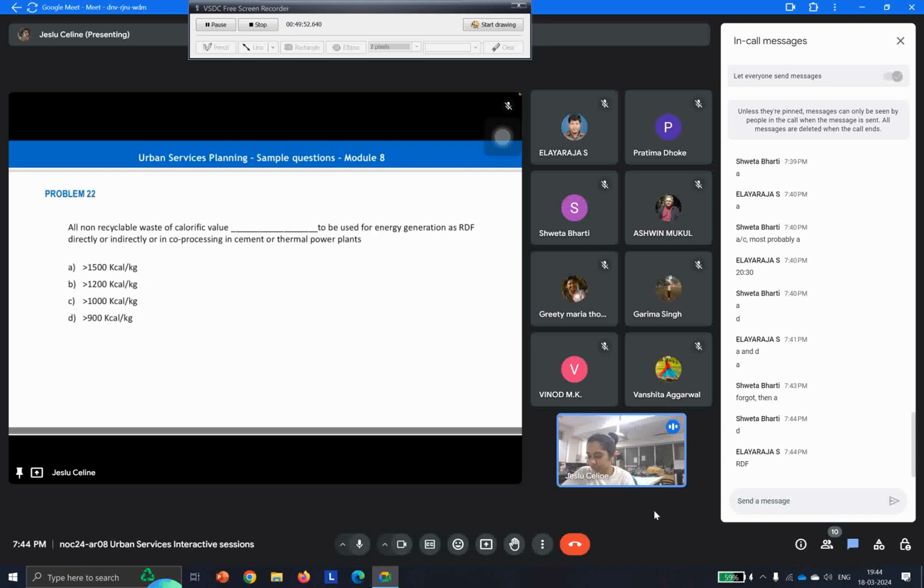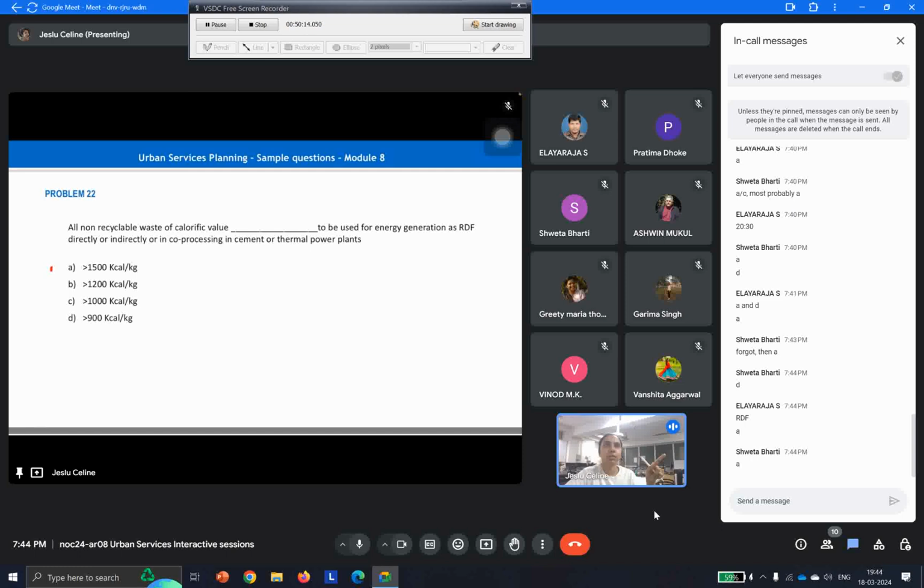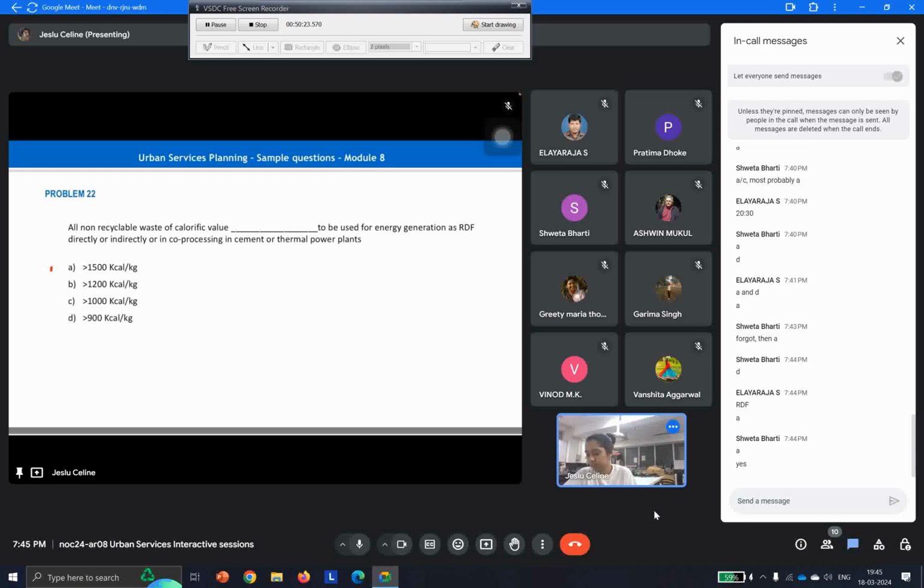Right, let's proceed to the next question. All non-recyclable waste of calorific value dash to be used for energy generation as RDF, directly or indirectly, or in co-processing in cement or thermal power plants. A, greater than 1500 kilocalories per kg. That is a very easy question because we've already discussed this in the previous question, which of the following was a correct statement. We discussed that the calorific value has to be greater than 1500 kilocalories per kg. Let's go to the next question.